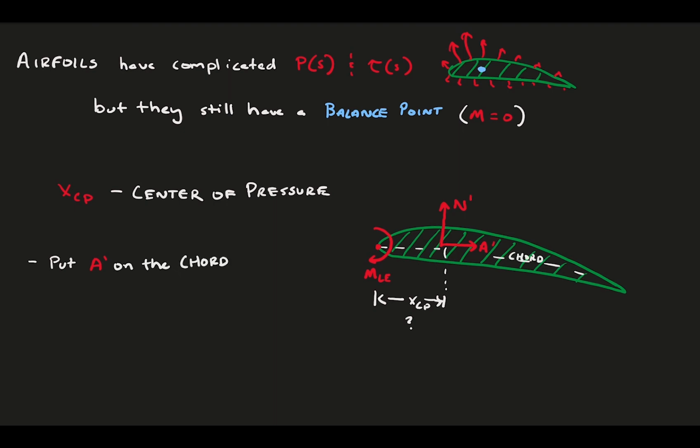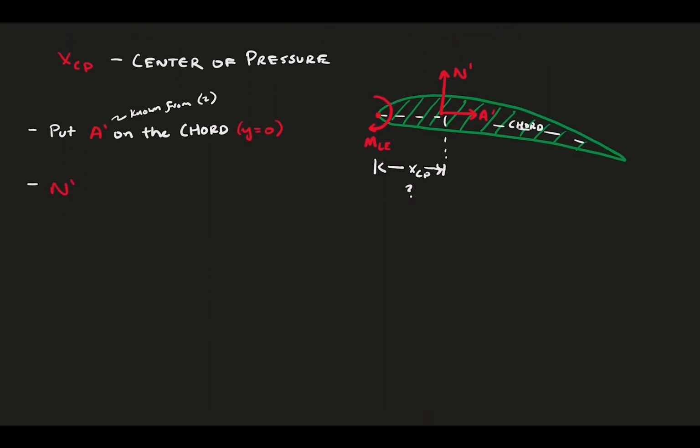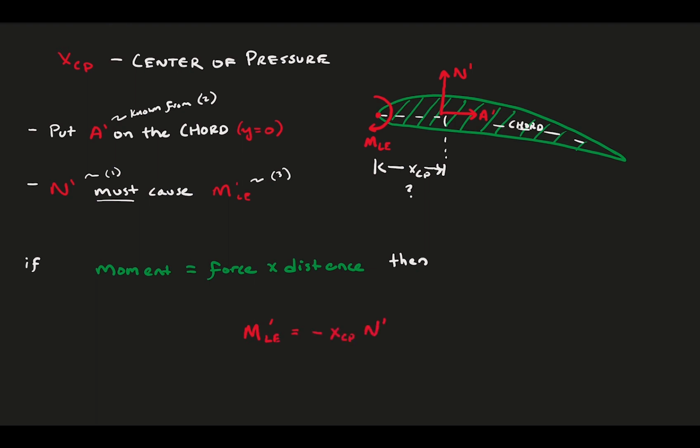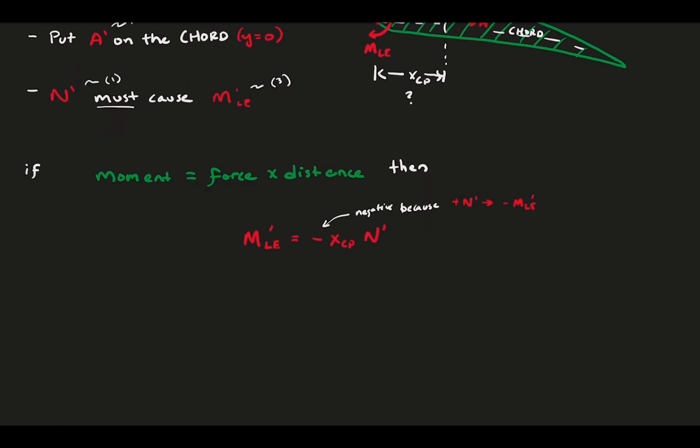Now, what we do know is that there is a moment about the leading edge. We have an equation for it, and that this moment must be due to the force N on the foil. What we need to do is solve for the moment arm that N would need to exist at in order to create the moment M. Knowing that a moment is just a force times distance, this is fairly straightforward. We can solve for XCP by dividing the moment by the normal force. Note here that it's negative because a positive N force produces a negative moment.